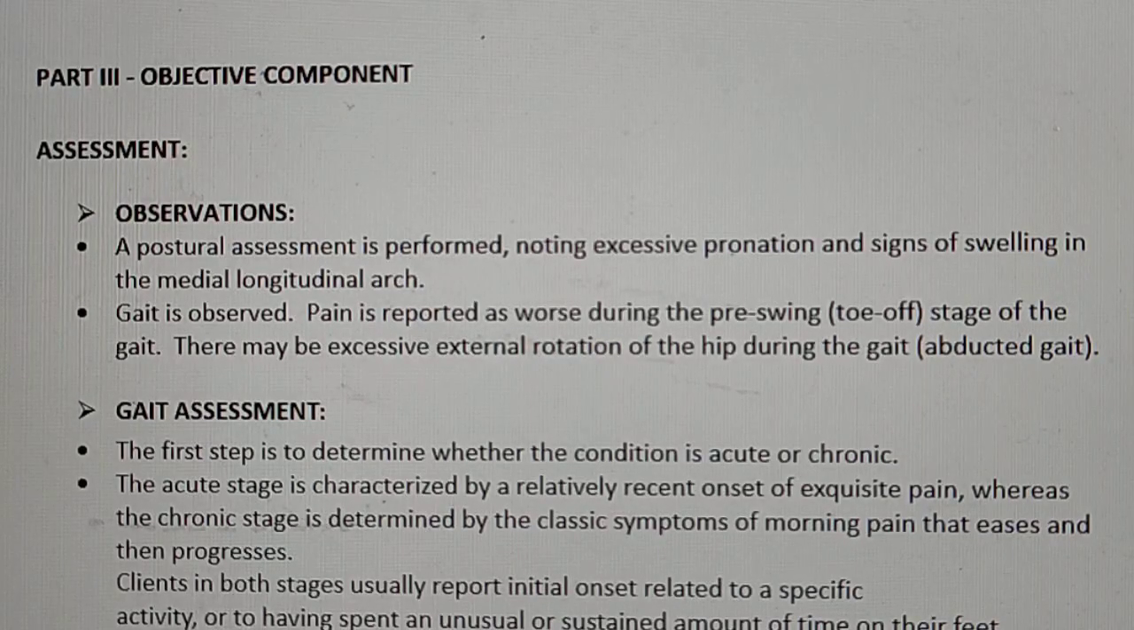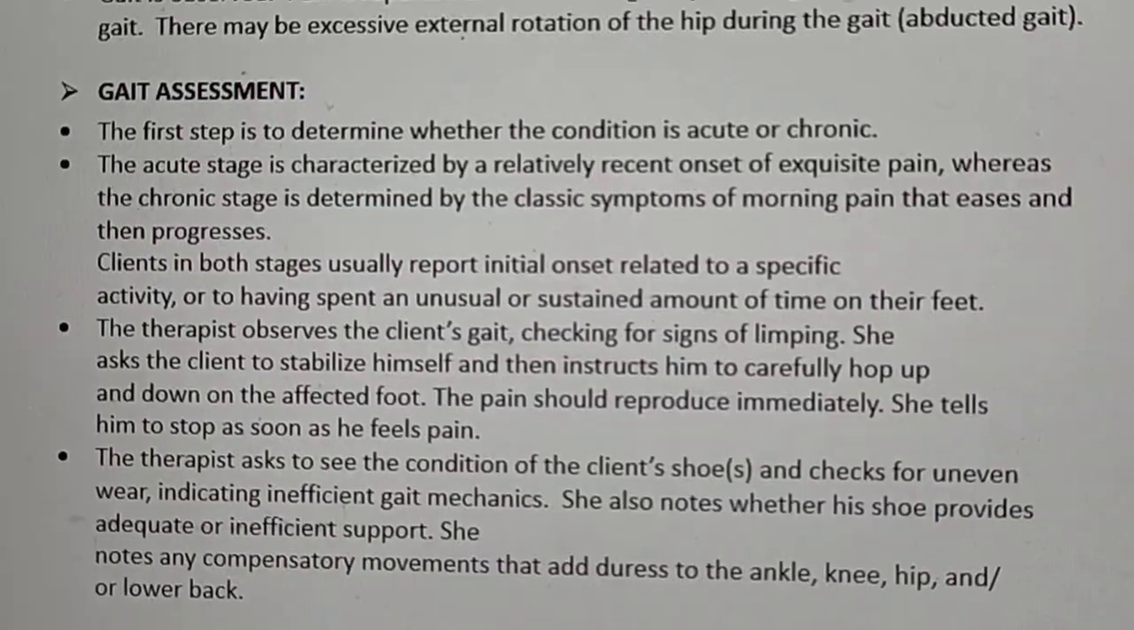Pain is reported as worse during the pre-swing, which is the toe off stage of the gait or walking phase. There may be excessive external rotation of the hip during the gait, or there is an abducted gait. This is abnormal walking. For the gait assessment, just read on this information, guys.